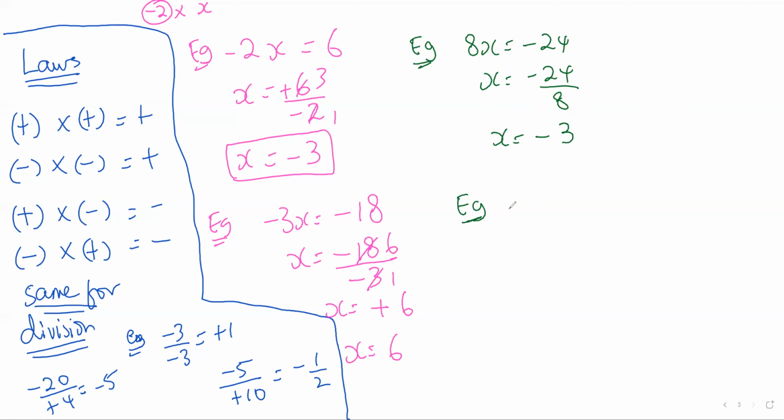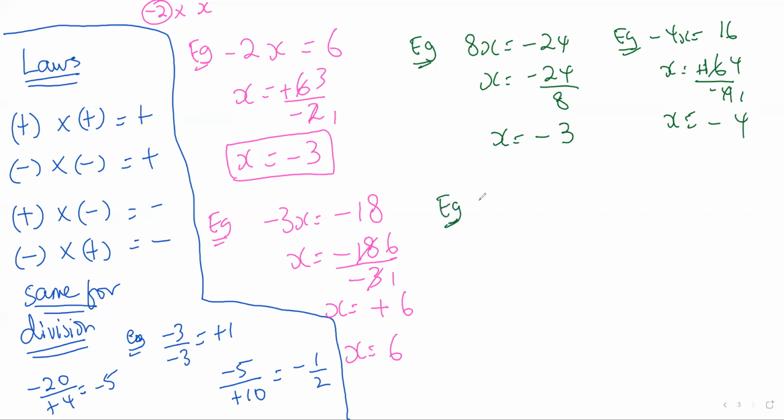Example again here now. Let's say -4x equals 16. x equals 16 divided by -4. Positive divided by negative is negative. 4 into 16 is 4, so -4 is the answer.